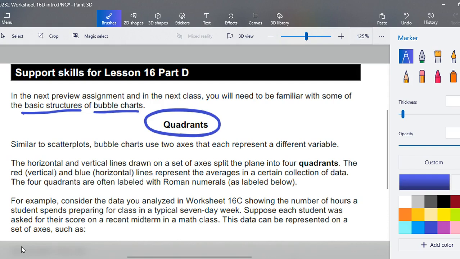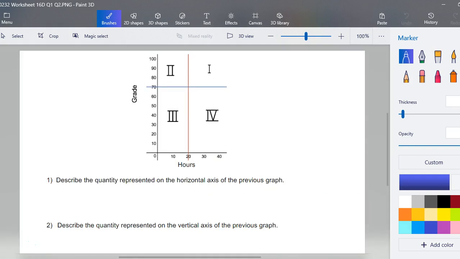For example, consider the data you analyzed in Worksheet 16C showing the number of hours a student spent preparing for class in a typical 7-day week. Suppose each student was asked for their score on a recent midterm in a class. This data can be represented on a set of axes such as this. So you see the information that was described earlier, including the Roman numerals. They go counterclockwise, and there is a horizontal and a vertical line.